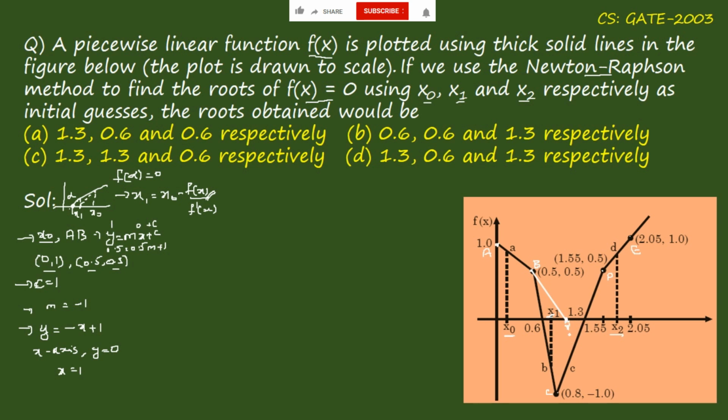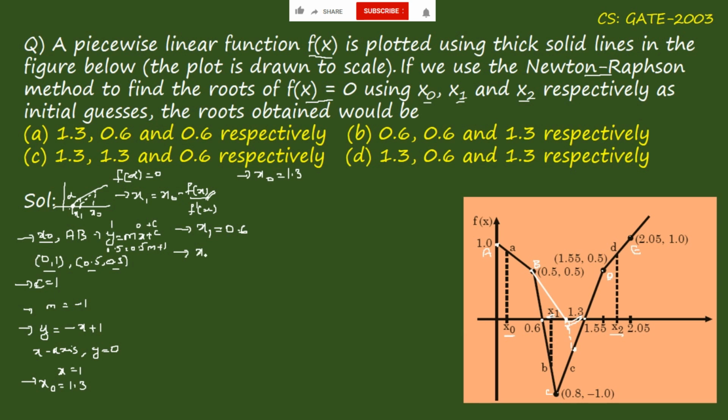Now we draw a straight line to it, touching this particular point from C to D. So the nearest root is where it touches the x-axis at 1.3. So directly you can say that x0 is equal to 1.3. We got the value of x0 as 1.3. Now we find the value of x1. If you consider x1 here, then the straight line is already drawn here. From B to C, it touches the point at 0.6. So x1 is equal to 0.6.